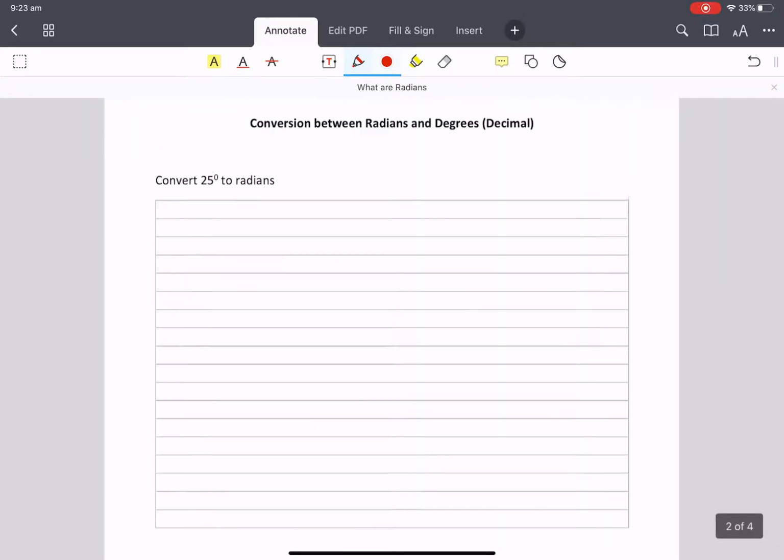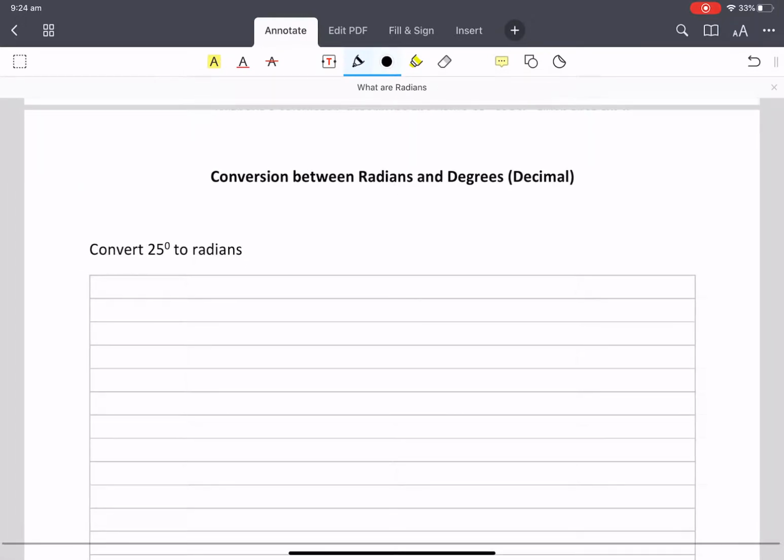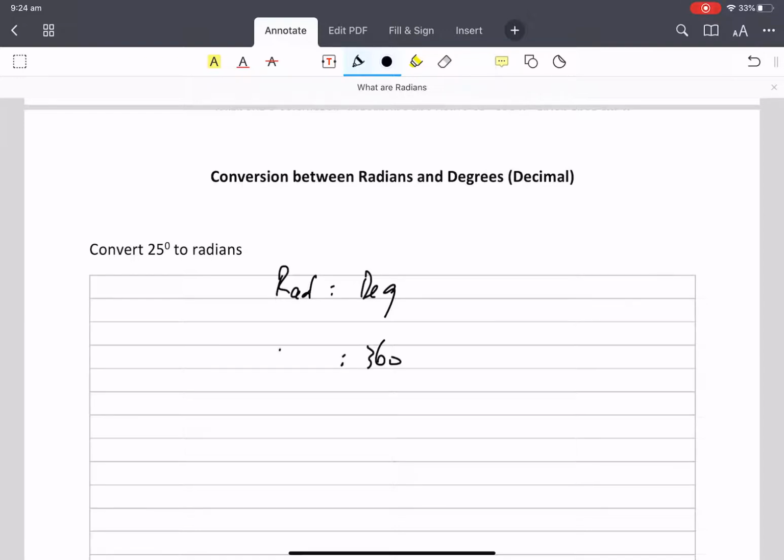So let's do some conversions to get this in our head. Convert 25 degrees to radians. I'm going to use my old handy dandy finding X ratio. There are 360 degrees and there's 2 pi radians because that's a full circle. So that ratio is going to be the same as how many radians in 25 degrees?